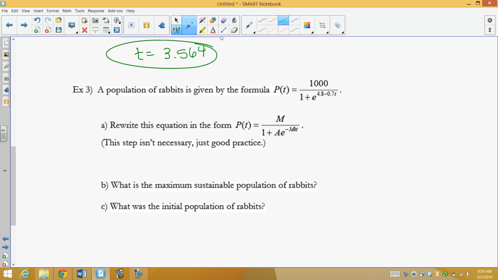The population of rabbits is given by this, okay? Rewrite this equation in the other form. All right, well, why isn't it in that form now? 1,000. Oh, I see. There's no coefficient here. So I want you to rewrite this in the other form, and I'll take a moment to say this isn't necessary, just good practice. It's really because it's exponent laws, and I love exponent laws. So what we would do over here is we would say e to the 4.8 times e to the negative 0.7t.